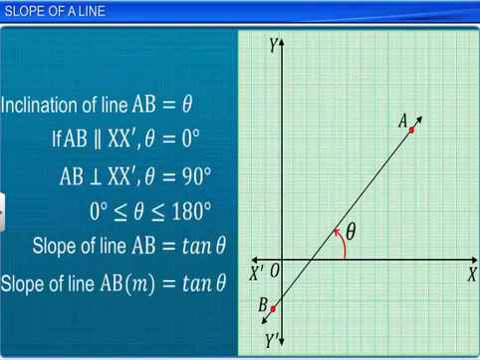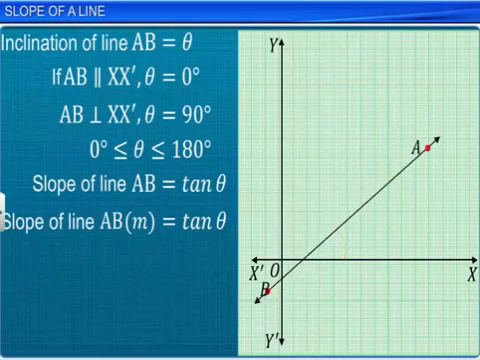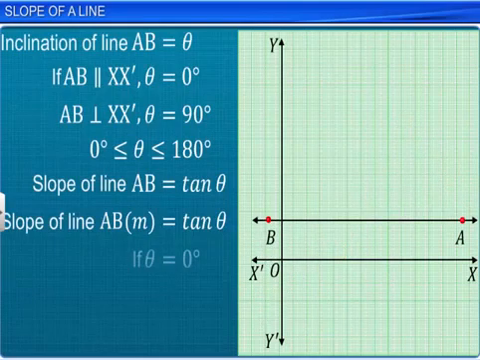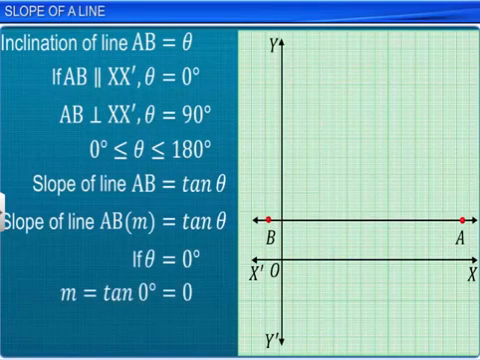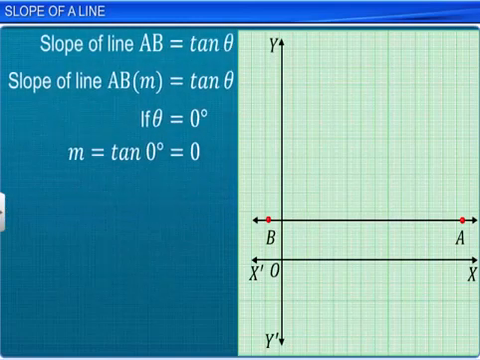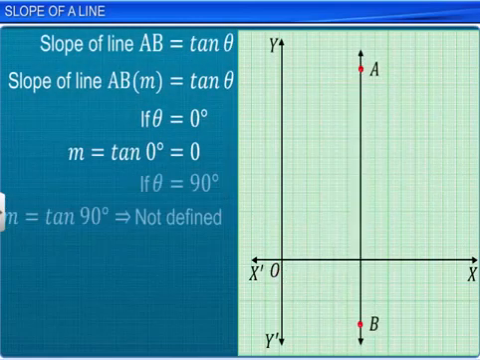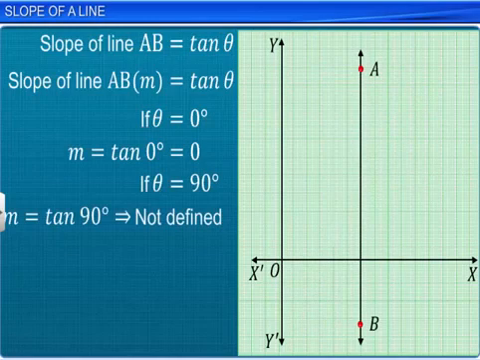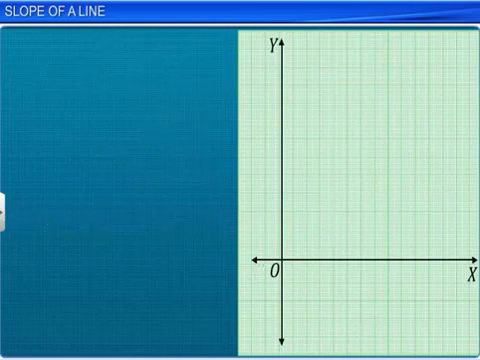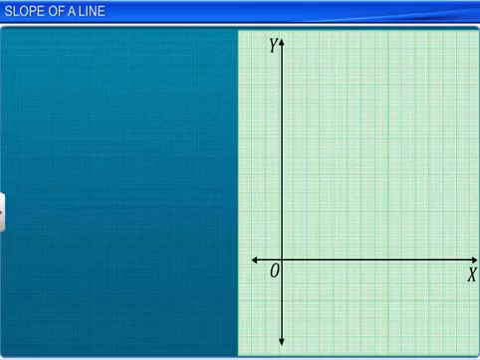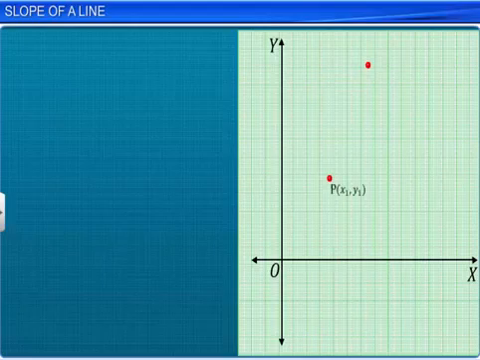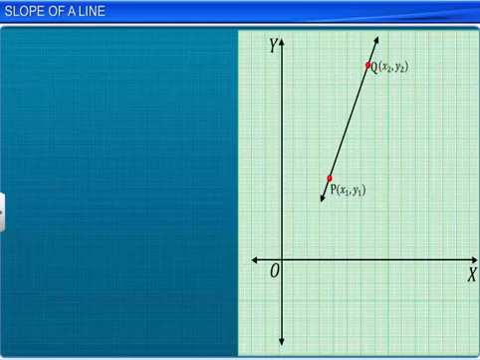The slope of a horizontal line is 0. The slope of vertical lines is not defined. Let us learn how to find the slope of a line passing through two given points. Let P (x1, y1) and Q (x2, y2) be 2 points on a non-vertical line L, whose inclination is theta.